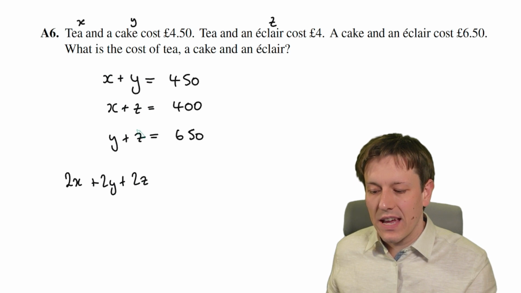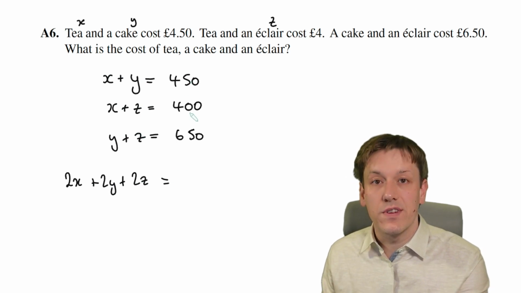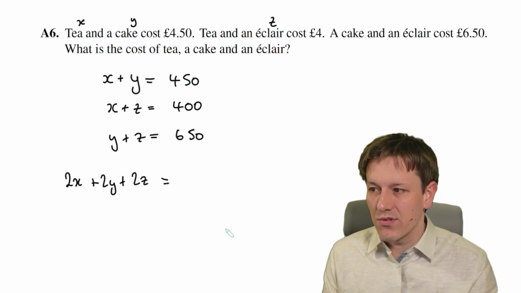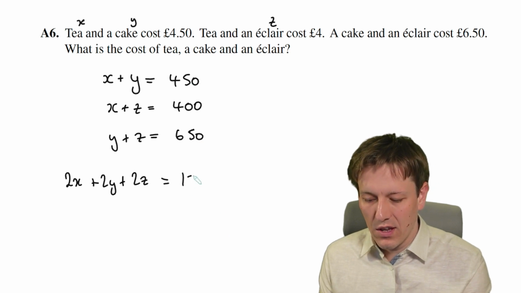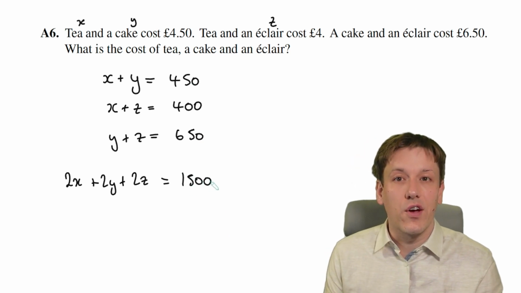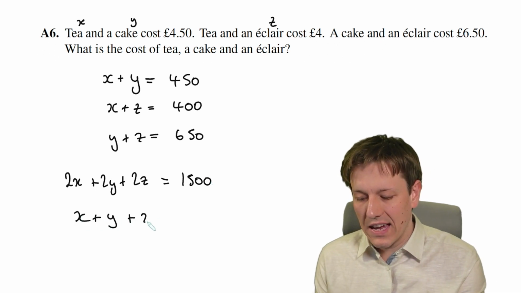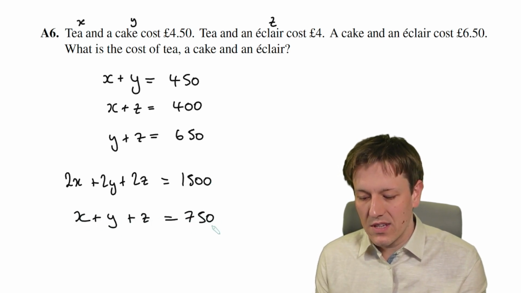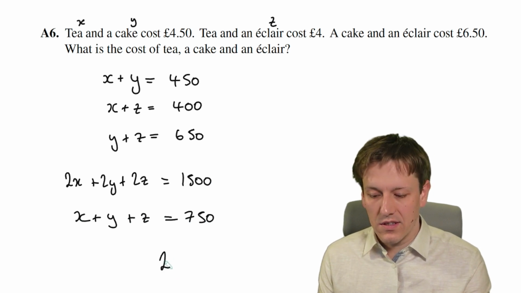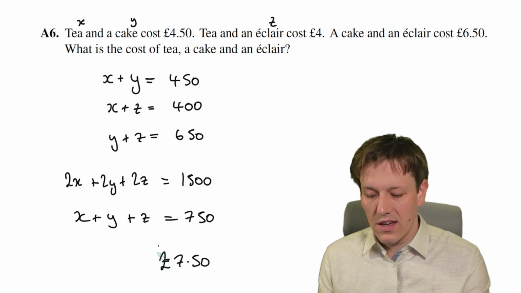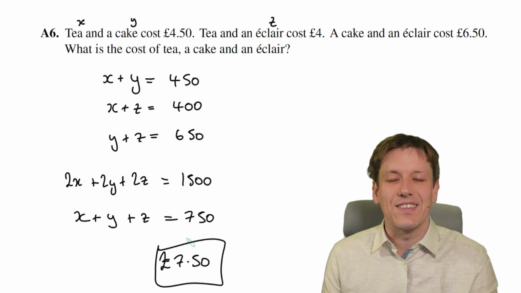So when I add all of those together I get the same as 450 plus 400 plus 650, and if you add those together carefully you get 1500. But of course now I can divide this whole equation by 2 and get x plus y plus z equals 750 pence, and so the answer to this question is that they cost £7.50, and that's the answer.